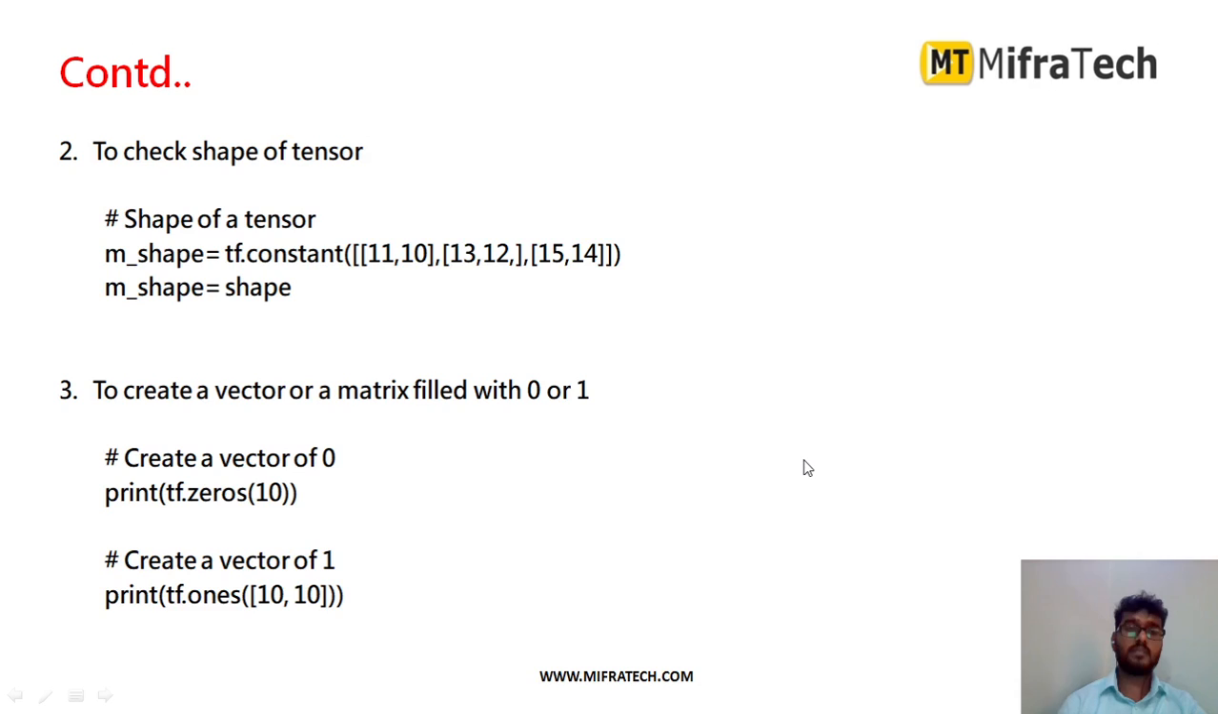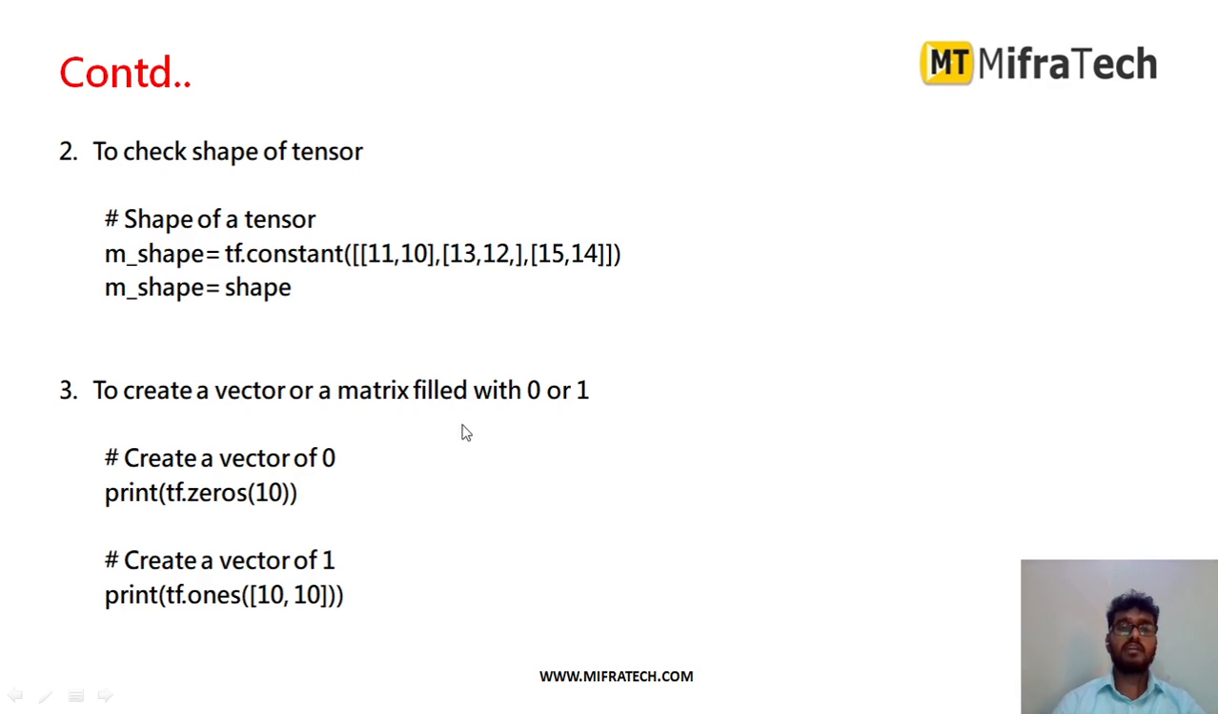and mention a data type. Similarly, we can check the shape of a tensor. To do that, first we use tf.constant, and give the input parameter as a tensor value, like a matrix value. To see the shape we just have to use m_shape is shape. If I print, I am going to get the shape of the tensor, and you can see this is a three-dimensional tensor.